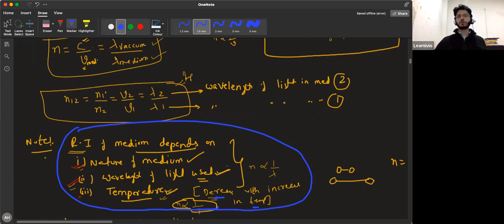Next, we will do Snell's law. Through Snell's law, we will start the laws of refraction. Basically, through Snell's law, we'll connect angle of incidence and refraction through refractive index, speed, and wavelength.